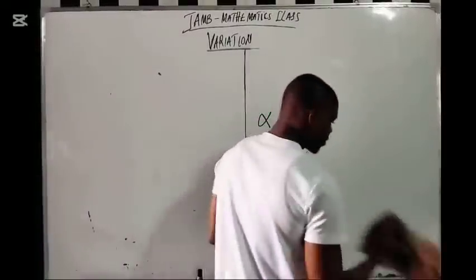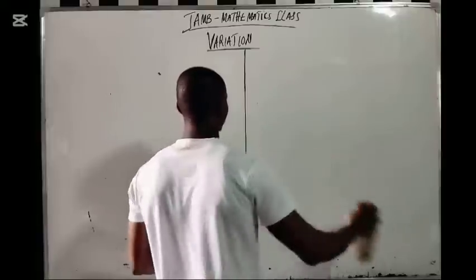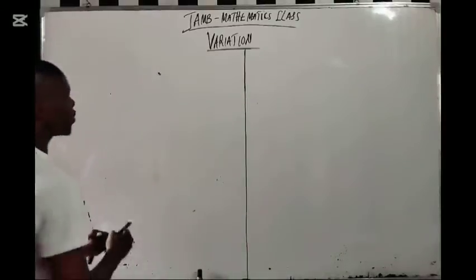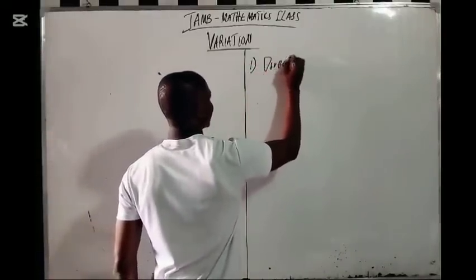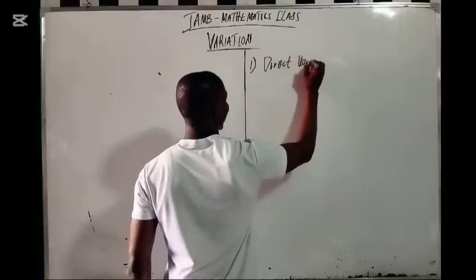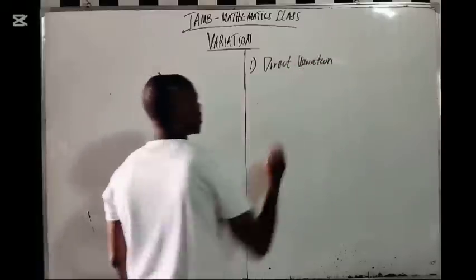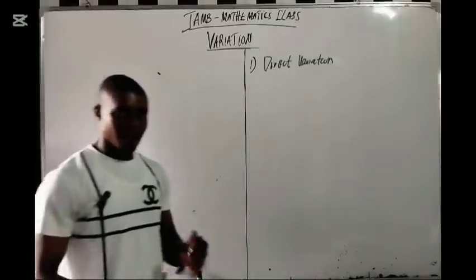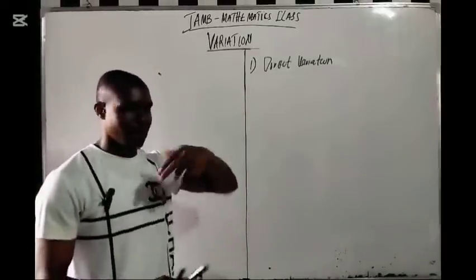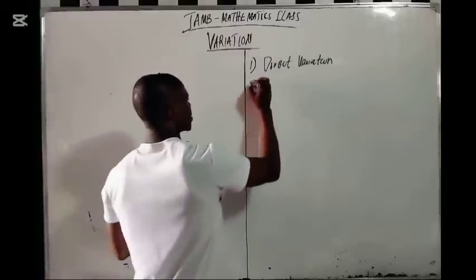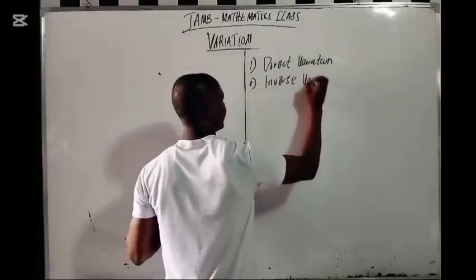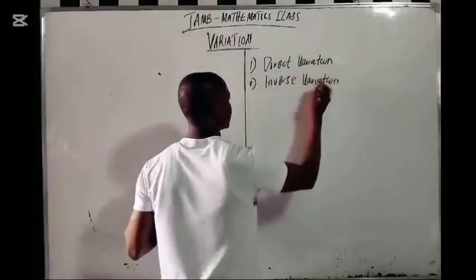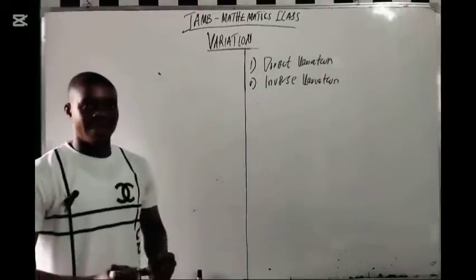We have about four types of variation. The first one is called direct variation, which is what I'm going to look at in this video. The second one is the inverse variation.